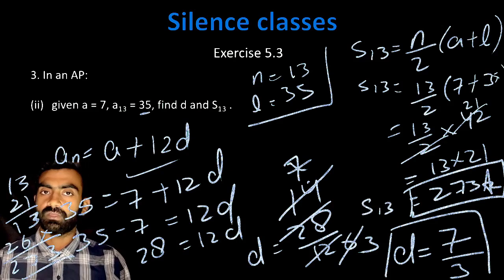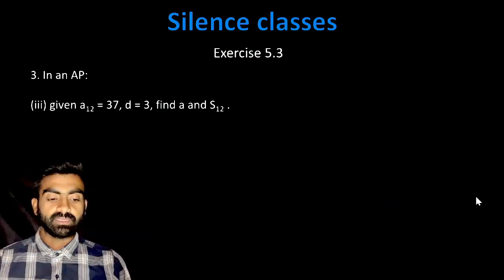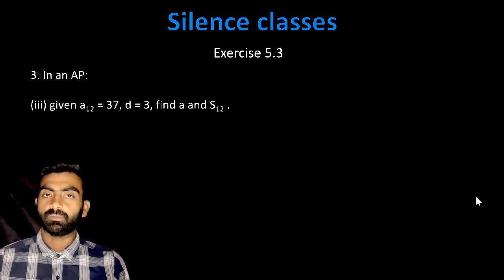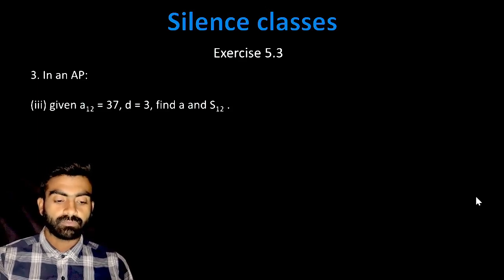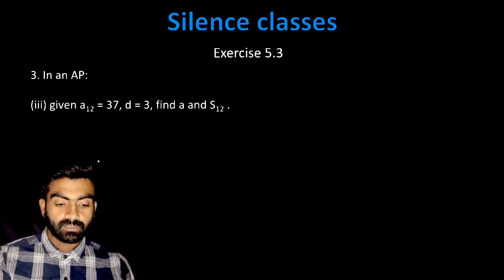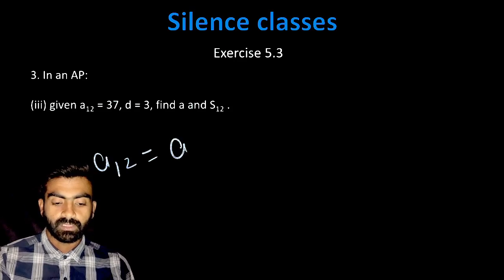Okay, I hope you guys understood how we have done it. Here A12 is equal to 37 and d is equal to 3. We have to find A and the sum of the 12 terms of the AP. So first of all, we have to find A. We know that A12 is equal to A plus 11d.